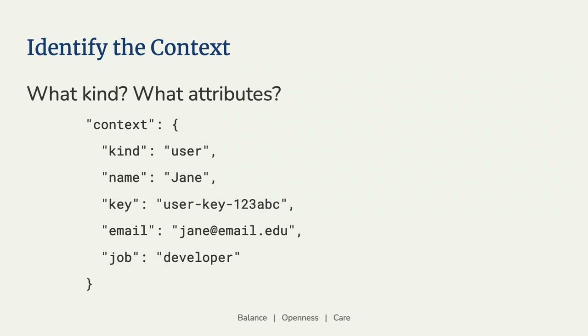So the first thing we need to do when we're actually writing the code is identify our context. So we figure out who we want to target with our experiments, the kind, which is typically user. And then we can have any attributes that we also want to send along with that. For instance, here there's the key. So if you're targeting one user in particular, they'll have their own key, or their own email, or their own name. And that's something that you define in your code.